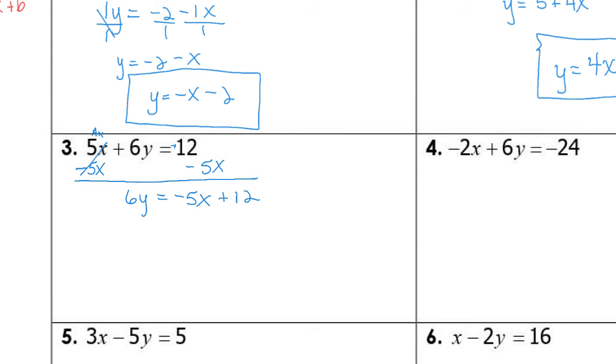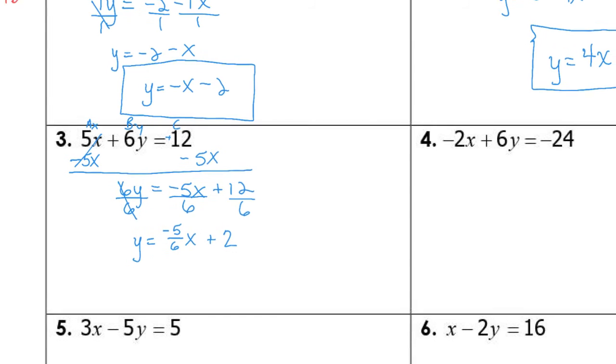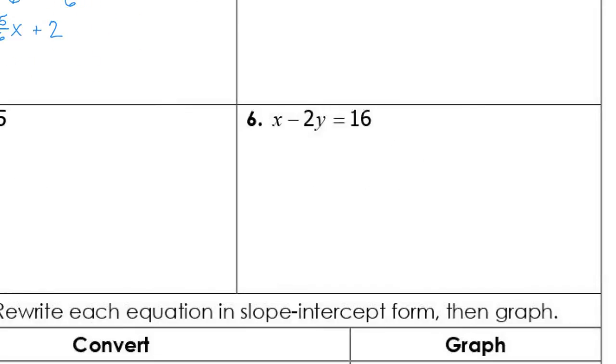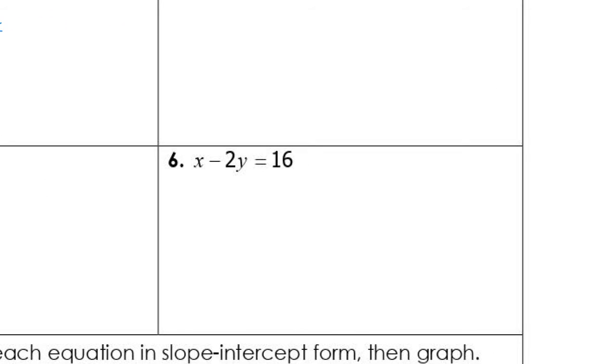Now my second step above was to divide all terms by b. So if this is ax and by and c, I'm going to divide everything by 6. Which turns into -5/6 x plus 2. Alrighty. Let's skip down to number 6 and we'll take a look at this example. Feel free to do number 4 and 5 on your own later.